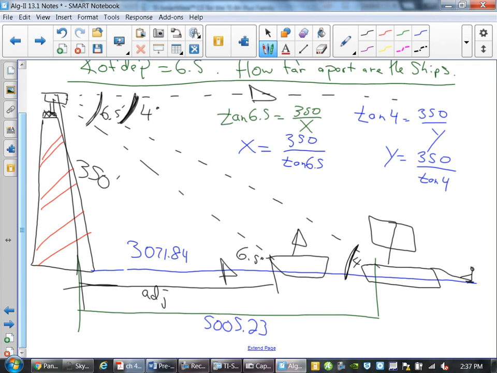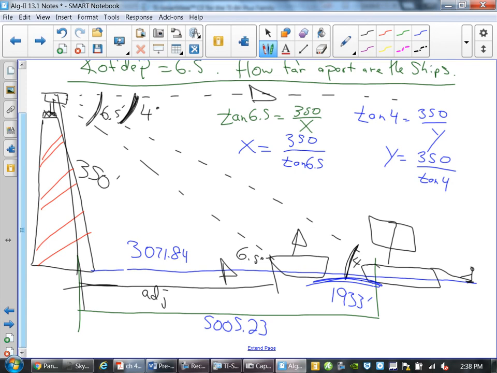So how far apart are the boats? I would imagine less than 2,000. My estimate is 1,933.32 feet. So these two boats are 1,933 something feet apart. Well, it's possible. Not drawn to scale.